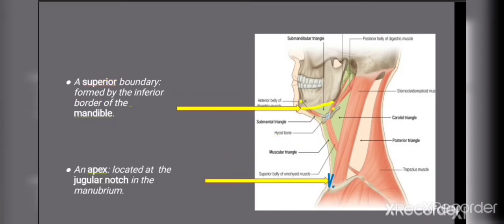Then the superior boundary is formed by the inferior border of the mandible. So this yellow colored line is the inferior border of the mandible, and the apex of this triangle is formed by the jugular notch. Jugular notch means suprasternal notch. Just above the sternum there is a notch which is known as the jugular notch.